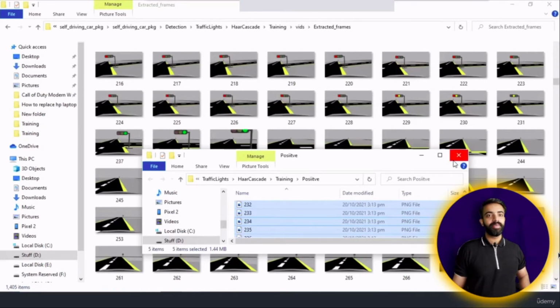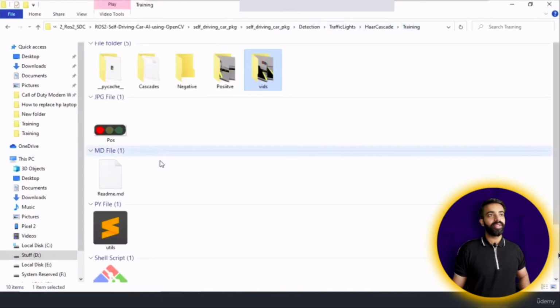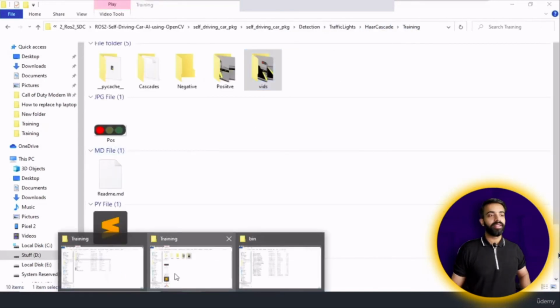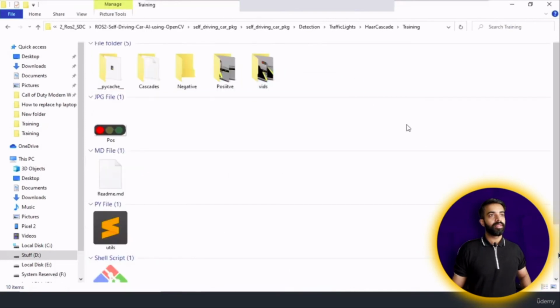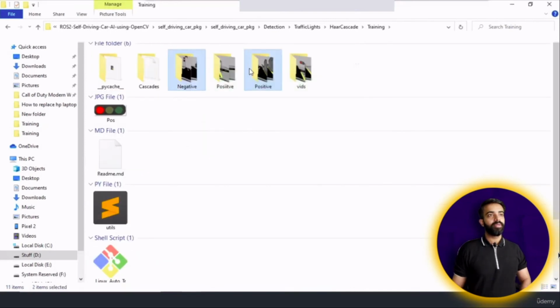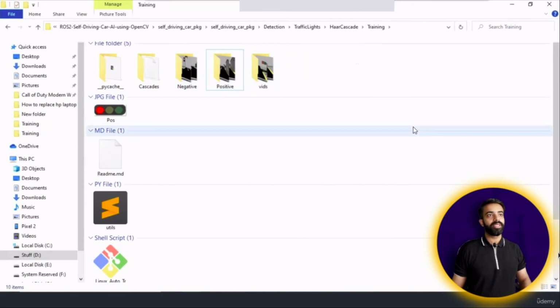So to simply speed this up, let's move back to the training directory and simply copy the already sorted data that I've done before into the training directory. I'm sorry, I've given the positive directory the wrong name. Okay, once I've sorted all the positive and negative data, I can now move to the next step.